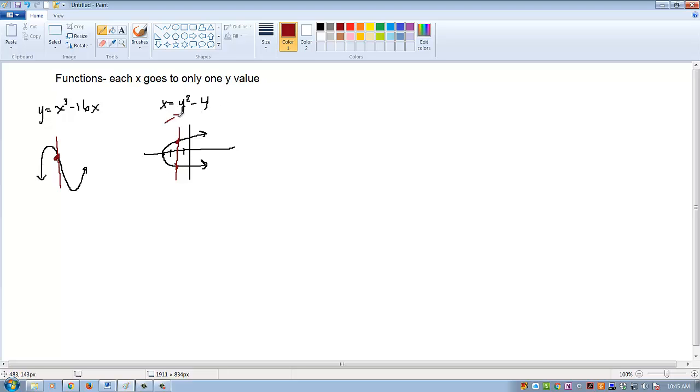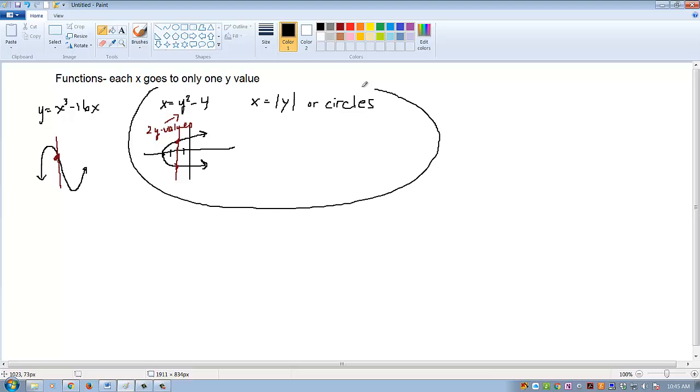You can also look at y squared. This tells us that we have two y values for each x. And if you have two separate y values, that's not going to work for that same x. So sometimes you can just think of it like this. Another one that would not work would be the absolute value of y, and even all of our circles. All of these, as far as equations go, are not functions.